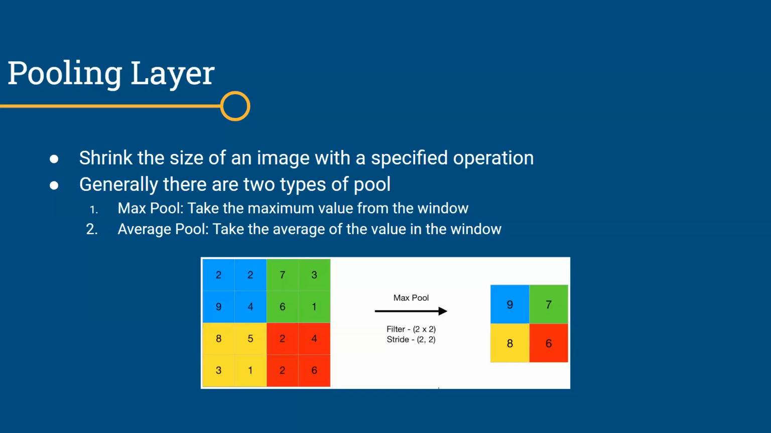Okay, the next thing that's important is a pooling layer. Pooling layers are a way to condense the size of the network. So what we're going to be doing in these is shrinking the size of an image with a specified operation. Typically, it divides it by 2. So what we're going to start out with is like this.